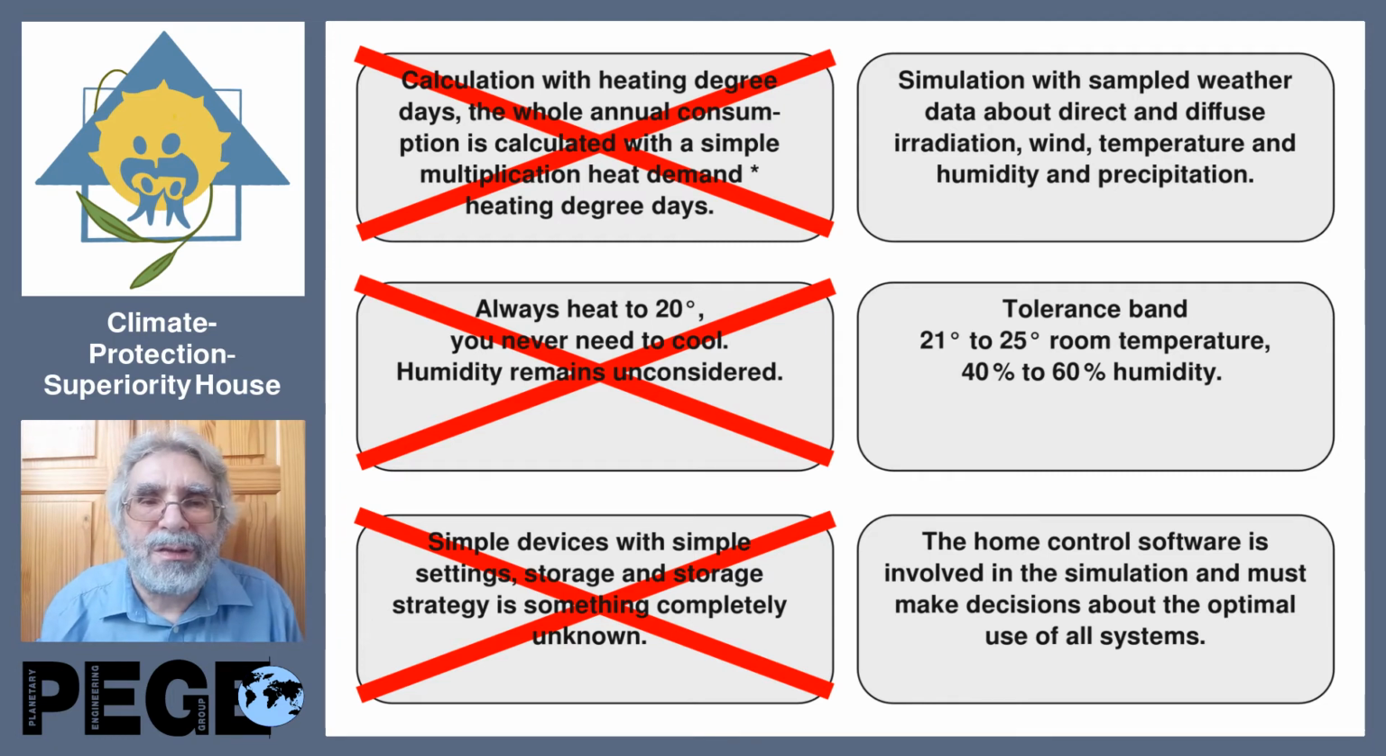And also the humidity has to stay within 40% to 60%. And also the home control software is involved in making the simulation, because the home control software has to make decisions all the time about the optimal use of all the systems of the house.